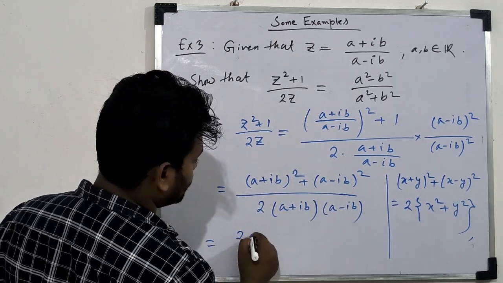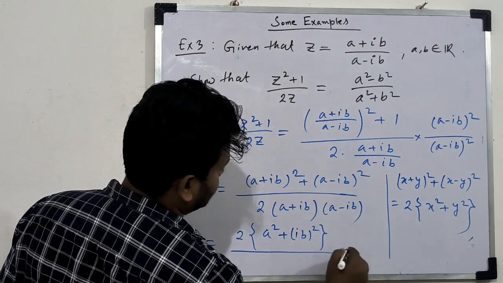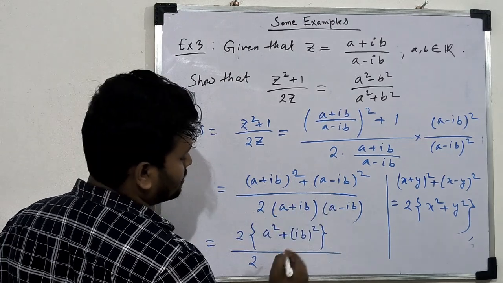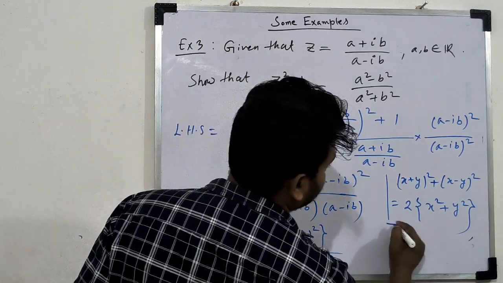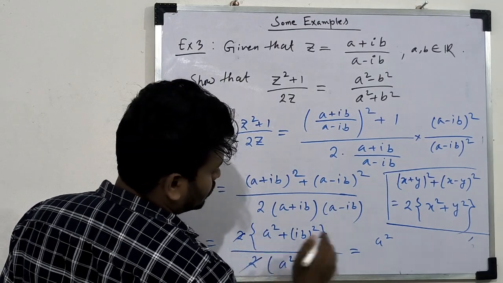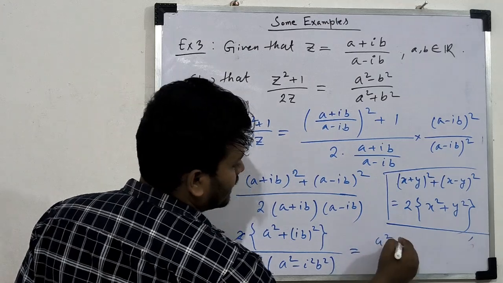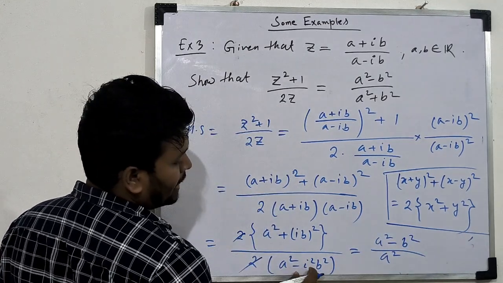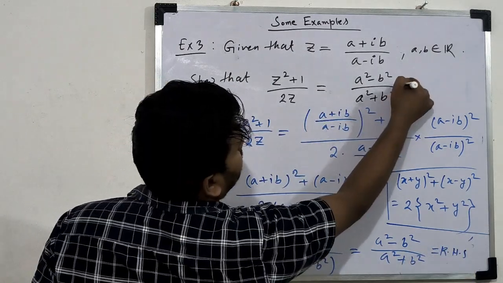So this can be written as 2 into a square plus ib whole square, and here this becomes a plus ib, a minus ib, that is a square minus b square. So a square minus i square b square. So this becomes a square, i square, that is minus a square, 2 cancels out. So a square, i square is minus 1. So this becomes minus, and b square, and this will be a square. i square is minus 1. So minus becomes plus. So this is the right hand side.